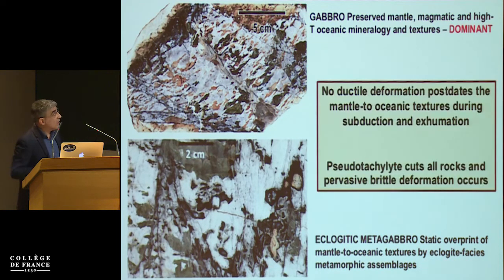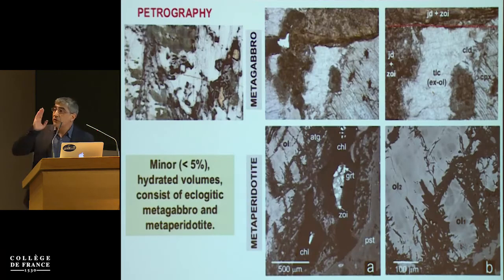And importantly, what we learn from this is that during this subduction experience, this gabbro does not deform in a ductile fashion. The only ductile deformation we see predates subduction and is high temperature, either here in the ocean for the gabbro or in the mantle for the peridotite. We don't see ductile deformation during subduction, and the pseudotachylite are cutting through all rock types. So to me now it's important to understand what the mineral transformations are, because it's important to find a setting for the pseudotachylite forming event.